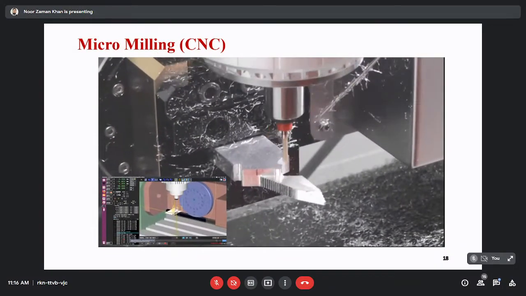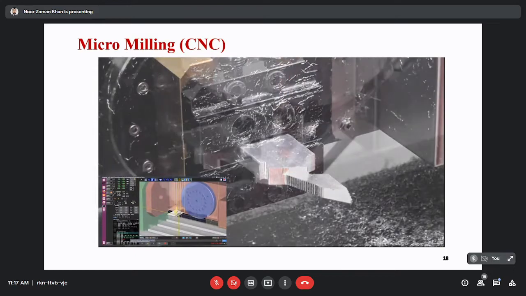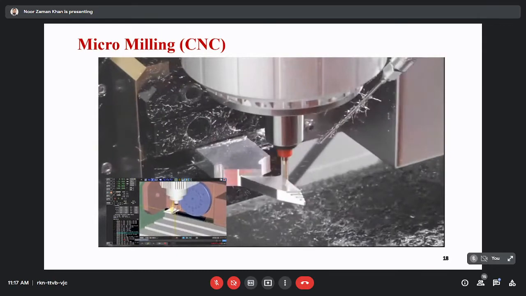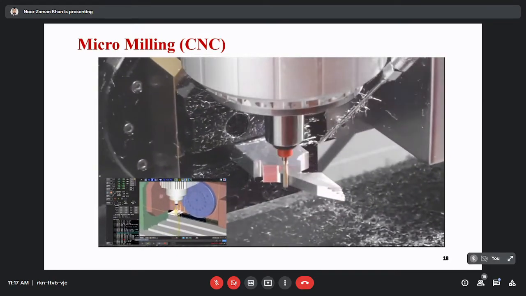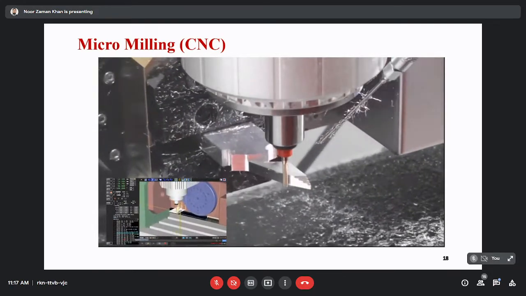Our machine has 6 micron accuracy. And with proper tooling and process optimization, we can obtain a surface roughness of the machined component of less than 0.2 micrometer, with proper tooling and parameter optimization.